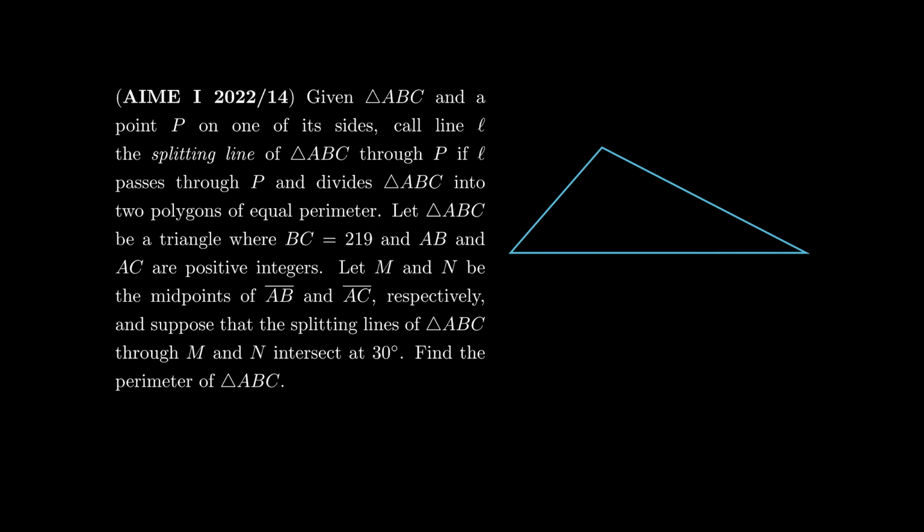Given triangle ABC and a point P on one of its sides, call line L the splitting line of triangle ABC through P if L passes through P and divides triangle ABC into two polygons of equal perimeter.